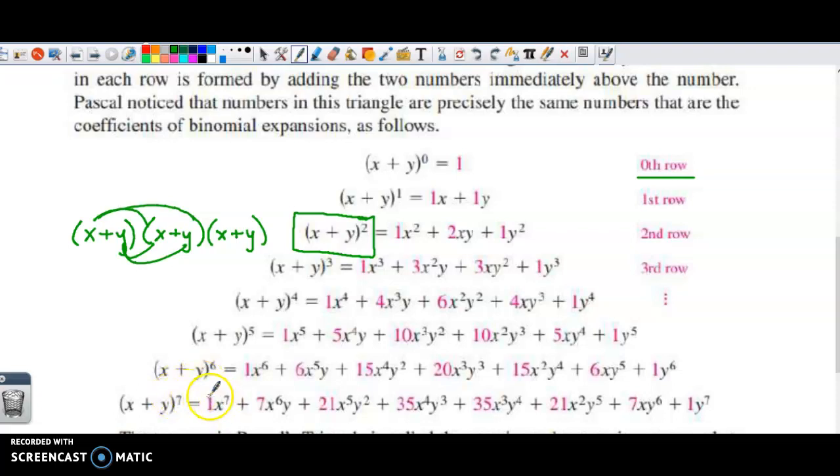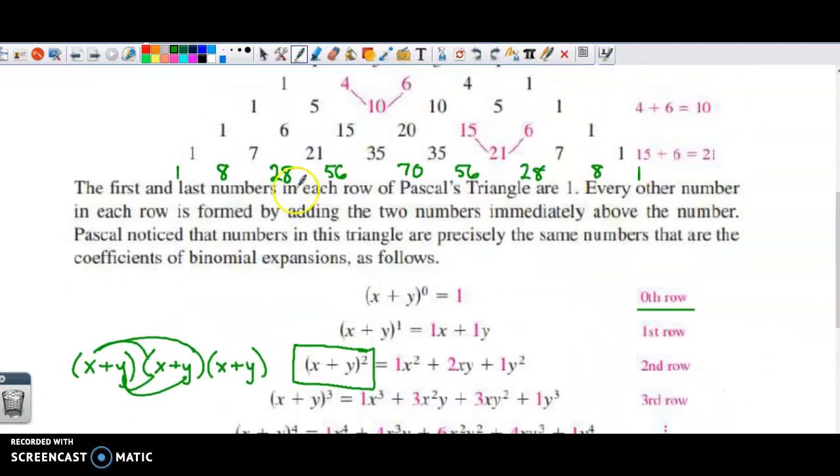So here's your shortcut. The coefficients are 1, 7, 21, 35, 35, 21, 7, 1. And where did we get those numbers from? It is from the 7th row of Pascal's triangle.